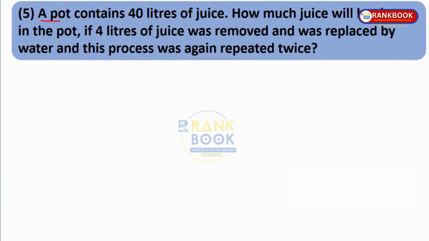A pot contains 40 liters of juice. How much juice will be there in the pot if 4 liters of juice was removed and replaced by water, and this process was repeated twice more?